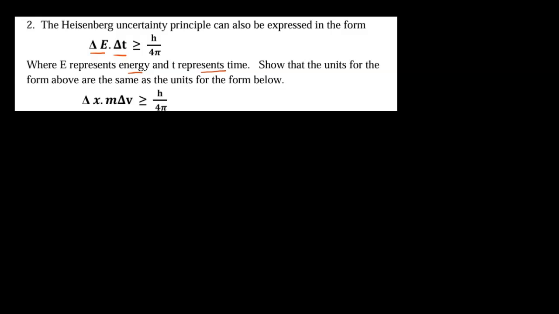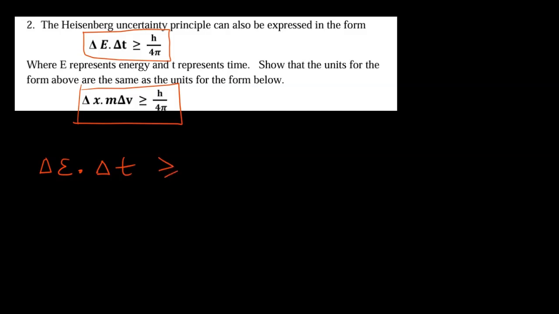So we have two formulas, and then they're just simply asking us to show that the units of this guy will be the same as the units of this guy. Okay, so you have to remember your base units. Those 7 base units, the meter, the length, they're the ones that are going to help you here. So in the first formula, we have the change of energy multiplied by the change of time is greater than or equal to h over 4 pi. So this is what we have.